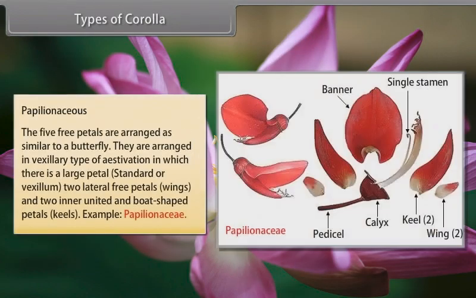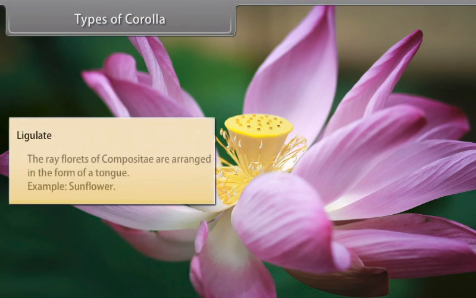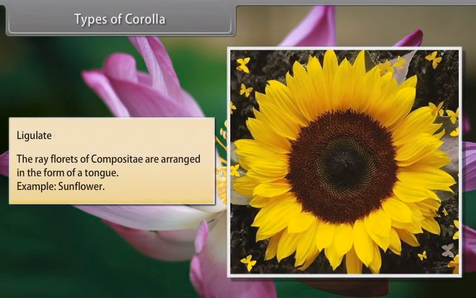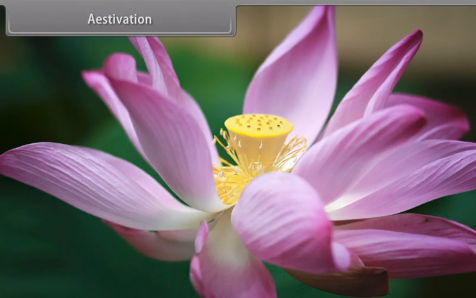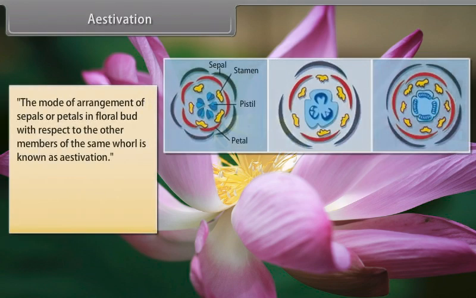Papilionaceous. The 5 free petals are arranged similar to a butterfly. They are arranged in vexillary type of aestivation, in which there is a large petal, standard or vexillum, 2 lateral free petals, wings, and 2 inner united and boat-shaped petals, keels. Example, Papilionaceae. Ligulate. The ray florets of Compositae are arranged in the form of a tongue. Example, sunflower.